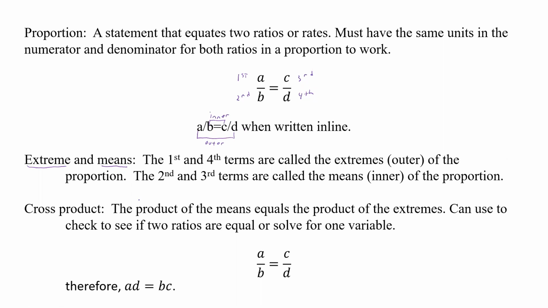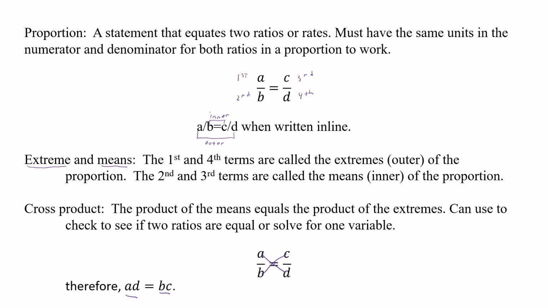But really what it comes down to is we're going to use the cross product for proportions. The cross product of the means is equal to the product of the extremes. So basically if we take the two extremes and multiply them together, those are equal to the two means multiplied together. So we're going to take A times D, and that's equal to C times B, or A times D is equal to B times C. And that's how we're going to solve problems.